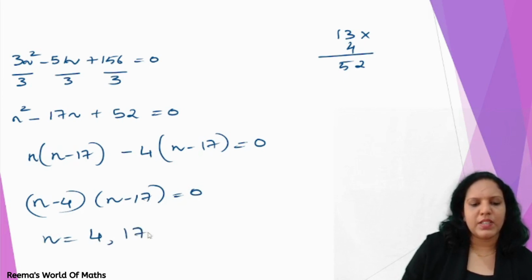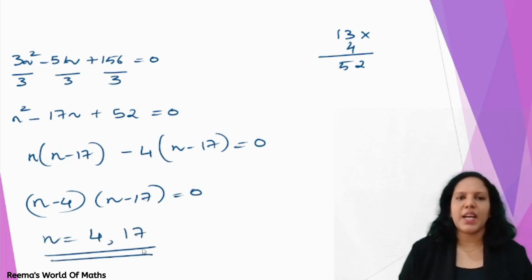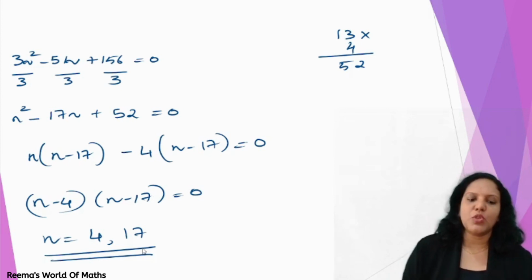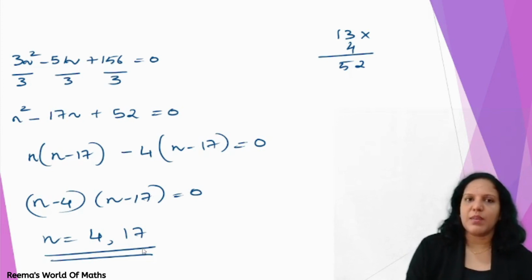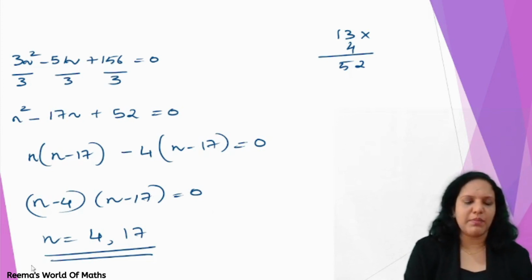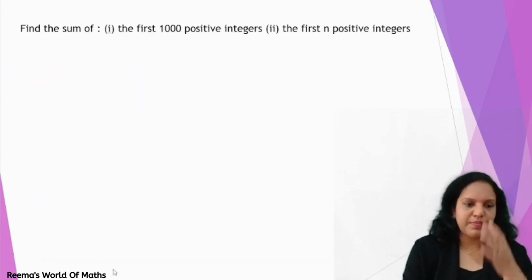So the number of terms can be either 4 or 13. Here both of them are positive numbers. We can take either 4 or 13 as the number of terms of the given AP. Let's see the next question.